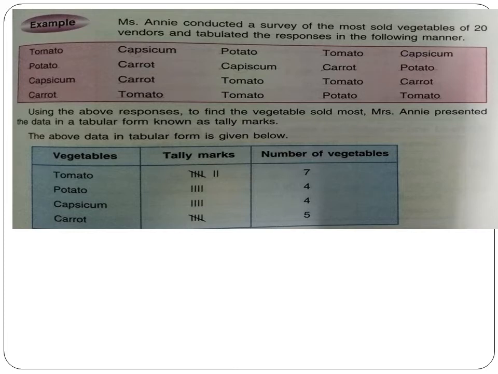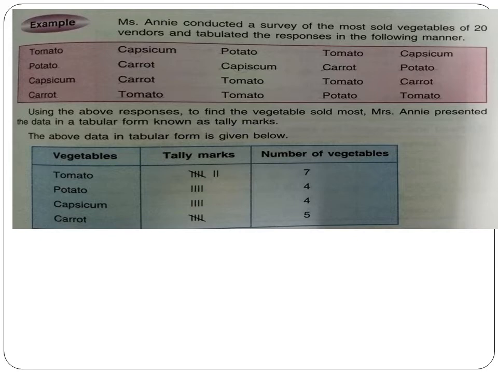Yes, let us understand this with the help of an example. So, Mrs. Annie conducted a survey of the most sold vegetables of 20 vendors and tabulated the response in the following manner. Using the above responses to find the vegetables sold most, Mrs. Annie represented the data in a tabular form known as tally marks. So here, from here you have to find which are the vegetables. It is tomato, potato, capsicum and carrot.